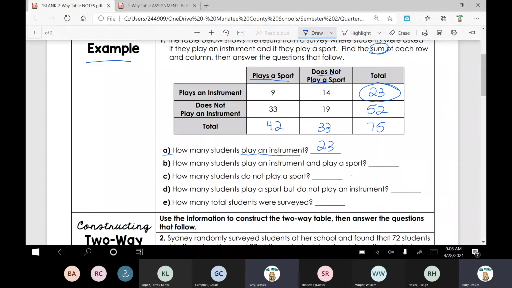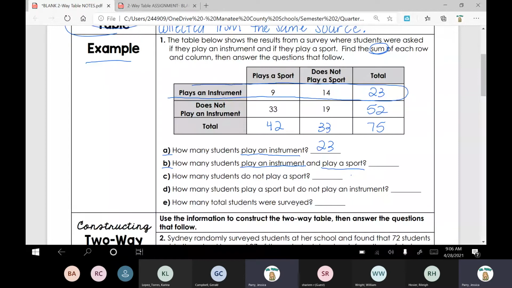Okay, let's go on to our next one. B, how many students play an instrument and play a sport? Okay, so we're going to look at play an instrument. I'm going to circle this so it jumps out to me. And play a sport.